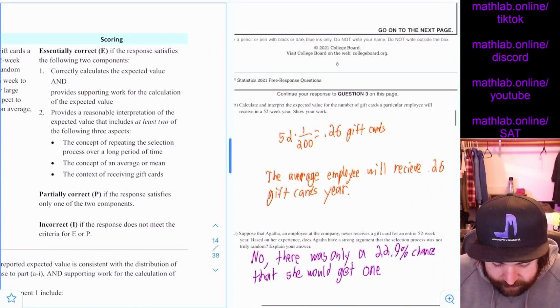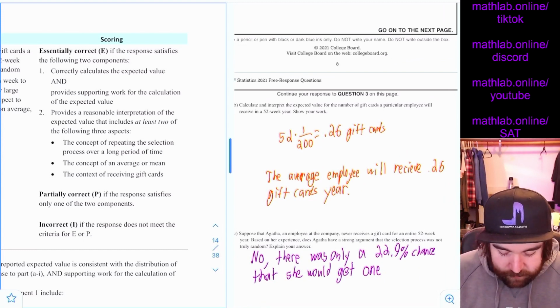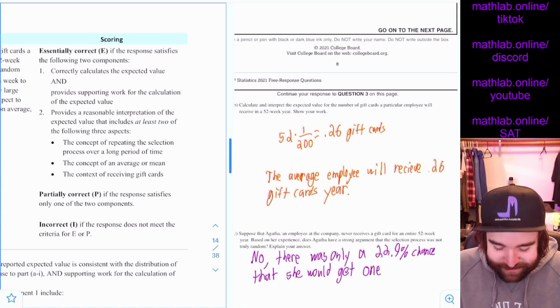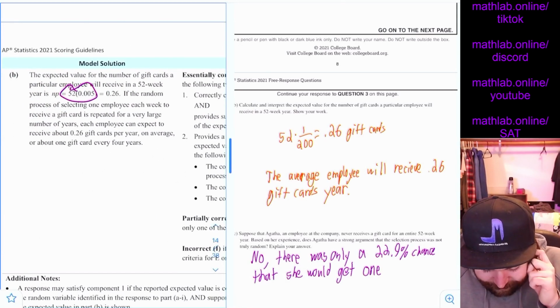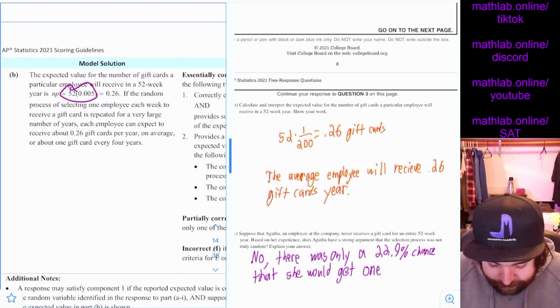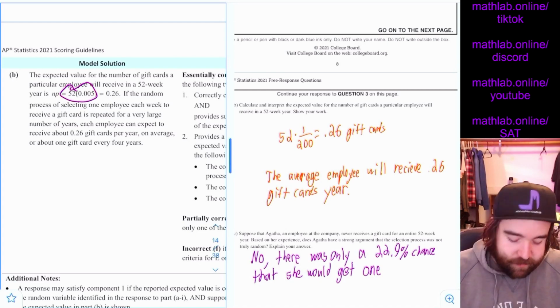Oh, I did not do that. The concept of an average or mean. I said average. The context of receiving gift cards. Well, I only needed 2. The random process selecting one employee each week to receive a gift card is repeated for a large number of years that each employee can expect to receive. Yeah, so I only needed 2 of them.